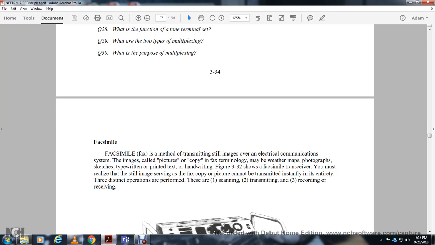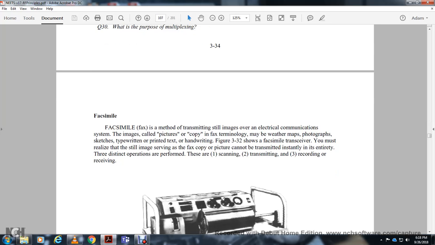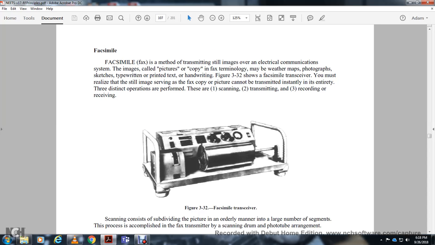Facsimile, or fax, is a method of transmitting a still image by an electrical communication system. The image is called the picture, a copy, and may be a photograph, a sketch, typewritten or printed text, or a handwritten figure. Figure 322 shows a facsimile transceiver. You must realize the still image, the fax copy or picture, cannot be transmitted instantaneously and entirely. Three distinct operations are performed: scanning, transmitting, and recording, or receiving.